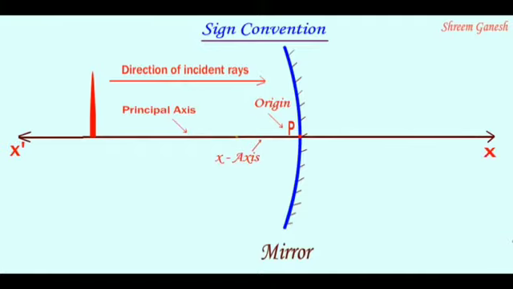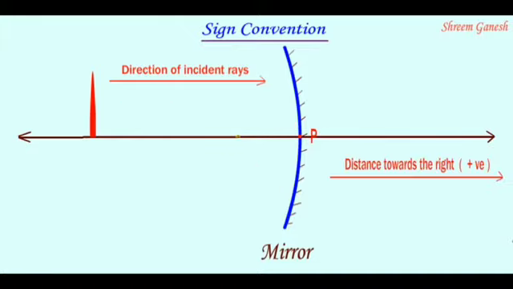Then X dash X, the principal axis, is called the x axis. Distance towards the right, of the object, image or anything, is positive. Distance towards the left side is always a negative value.